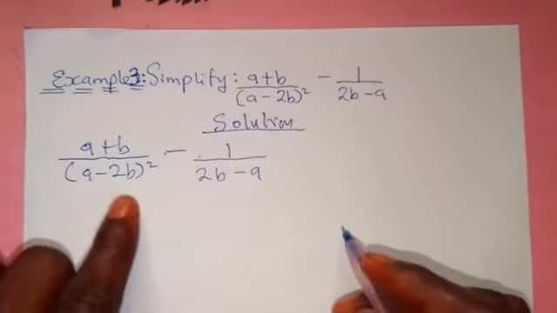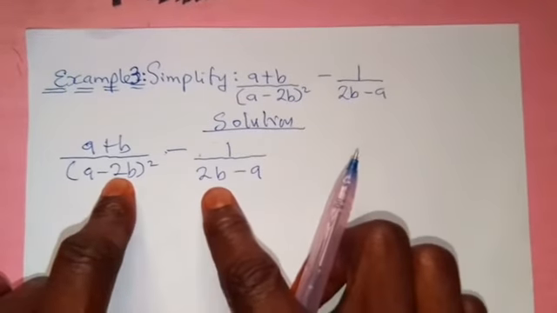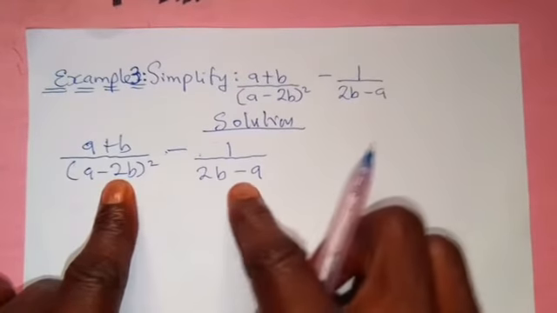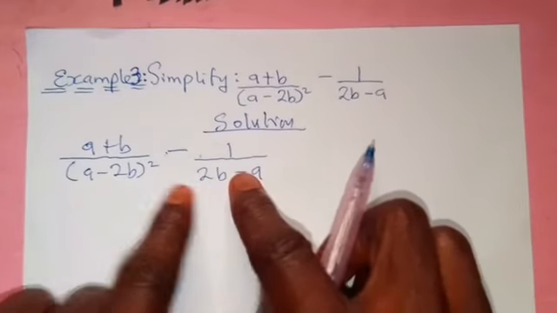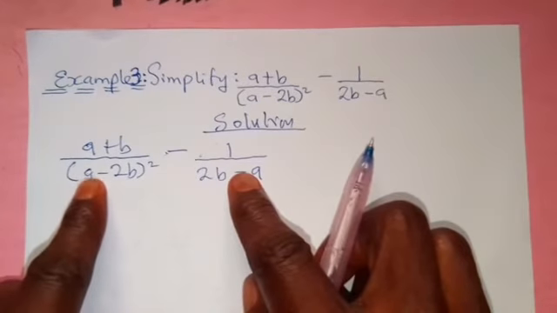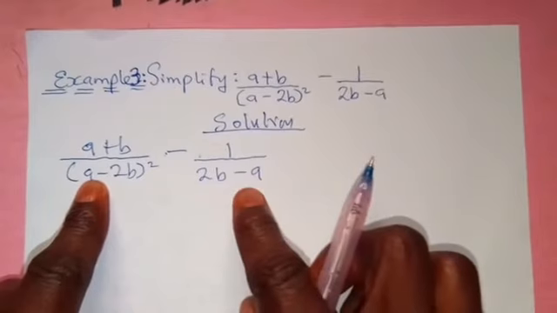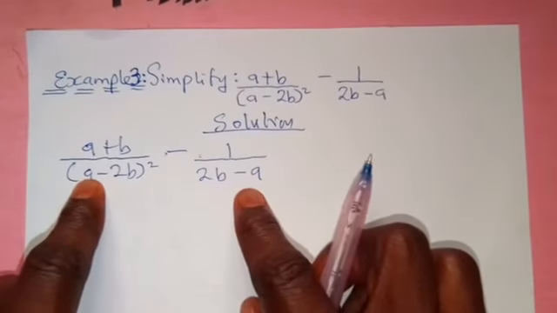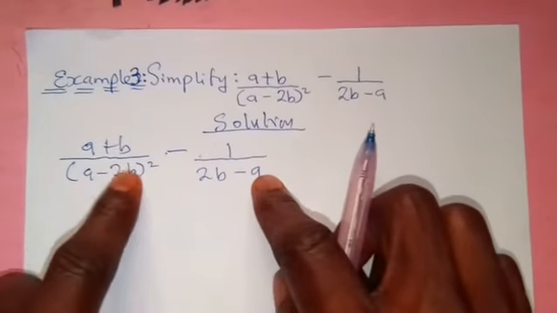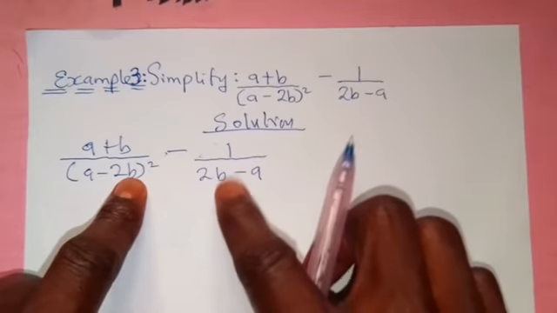Now, a closer observation at the denominator, you will see that what we are having in the second denominator is the opposite of what we have in the first denominator. Okay, we treated this in part 4. All right. So here we have positive a, here we have negative a, here we have negative 2b, while here we have positive 2b.